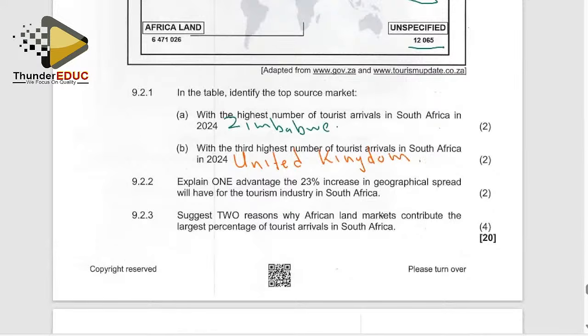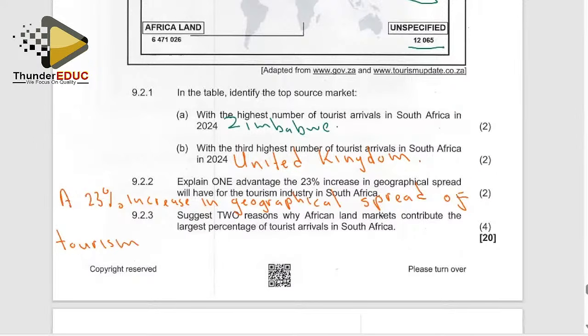All right, then 9.2.2, explain one advantage the 23% increase in geographical spread would have for the tourism industry in South Africa. So when there is a 23% increase in geographical spread, it is actually a good thing. Why do we say that? An increase in geographical spread of tourism reduces overcrowding in attractions. It actually reduces overcrowding in what? In attractions. Attractions become less overcrowded, which is actually a good thing.